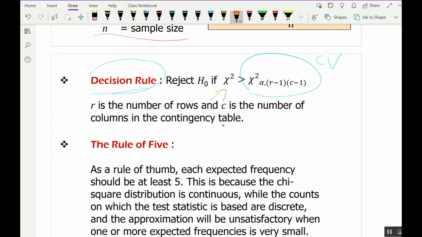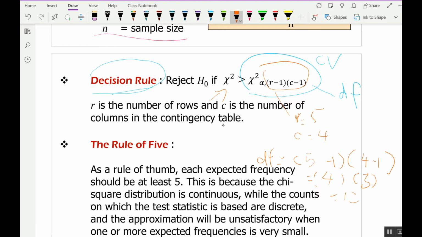So this is the formula for the degree of freedom, df. Basically, let's say your r is 5, so you minus 1. This is just an example, alright? Let's say your r is 5 and your c is 4. Then the df is 5 minus 1 times 4 minus 1, which becomes 4 times 3. So you get your df as 12. This is just an example.